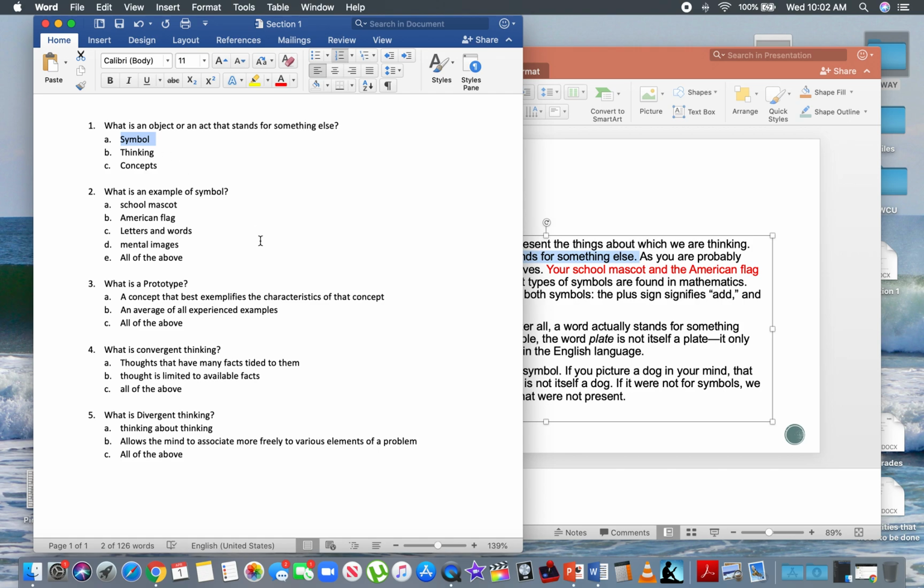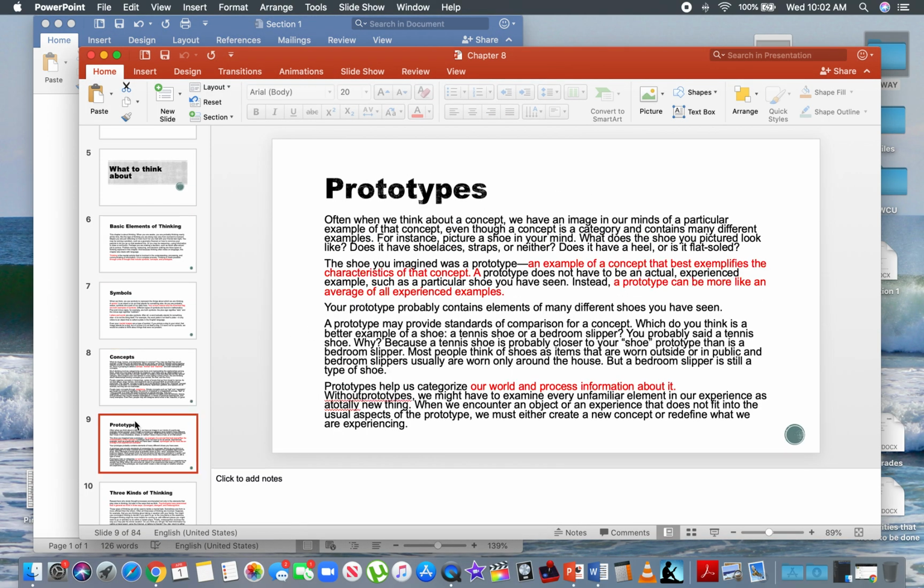What is an example of a symbol? School mascot, American flag, letters and words, and mental images. So number two is all the above. So number one is symbol, and number two is all the above. What is a prototype? Prototypes. All right, we didn't cover that yet. We're going to answer that next.